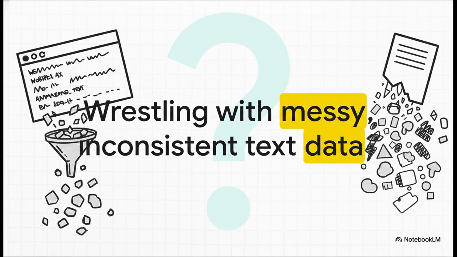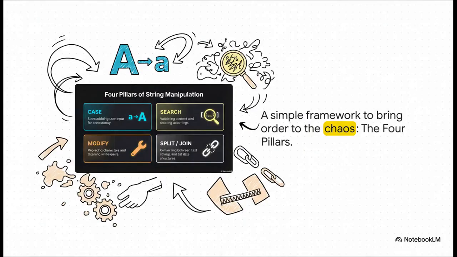You're scraping a website, you're trying to process user signups, maybe you're just importing a file, and the text is just all over the place. You've got inconsistent capitalization, extra spaces, just weird formatting. It can honestly feel like pure chaos. But don't worry, there is absolutely a method to this madness.